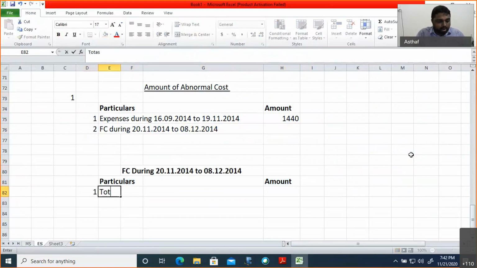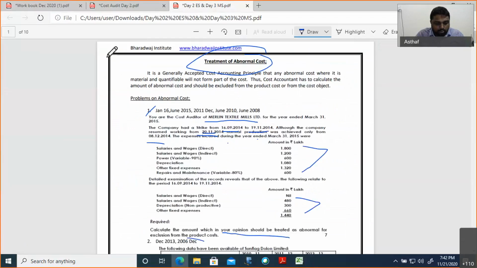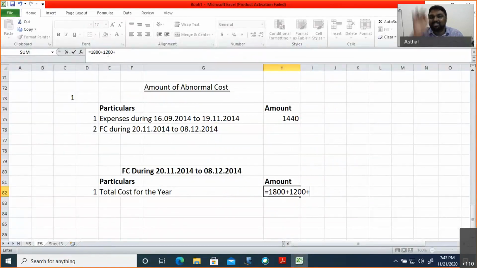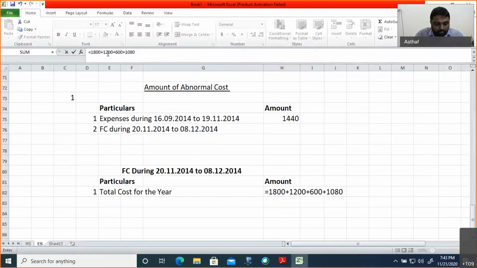What is the total cost for the year? We have to add 1800 plus 1100. So just add everything. I'm not giving any working. Just add all the cost. 600, 1080, 1320.